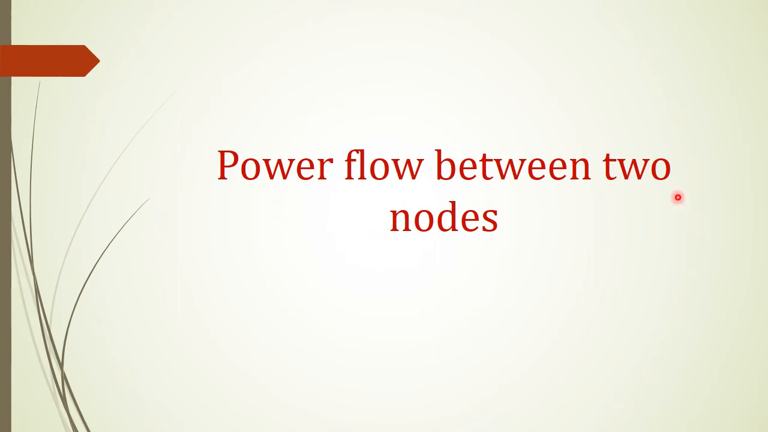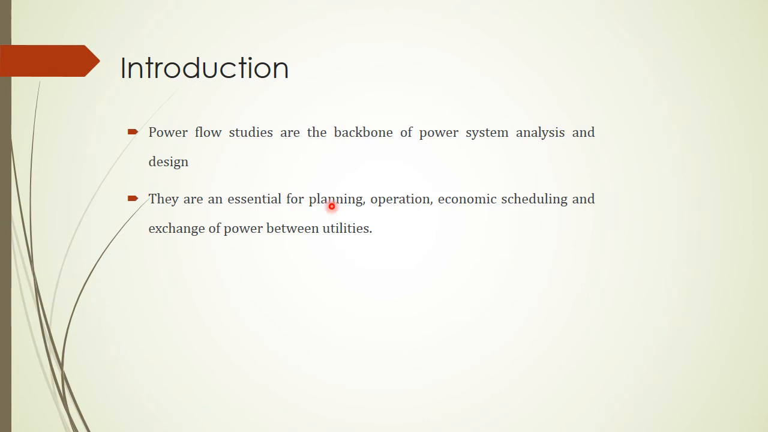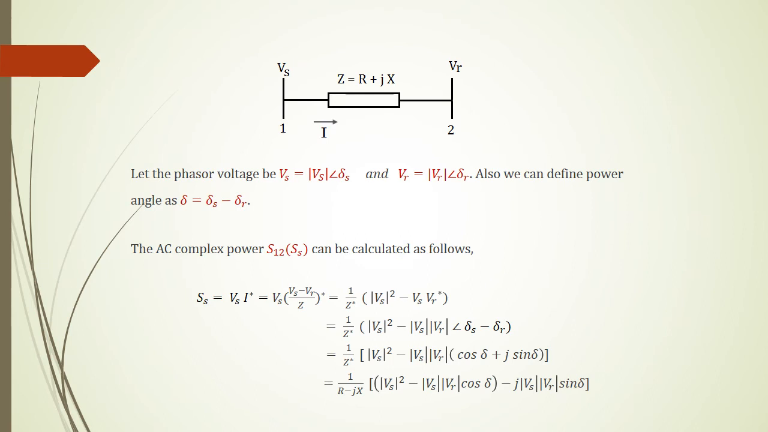Next, we talk about the power flow between two nodes. The power flow is the backbone of power system analysis and design. They are essential in planning, operation, and economic scheduling and exchange of power between utilities. The objective is to determine the steady-state operating condition of an electrical network. For example, here we have a two node system. Node 1 we call the sending end, and node 2 we call the receiving end.